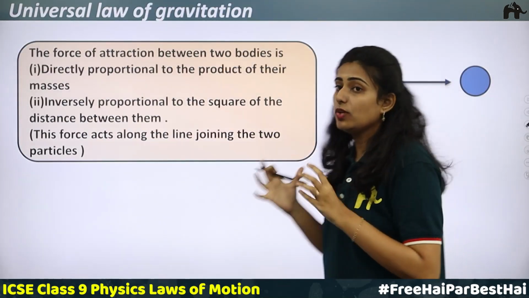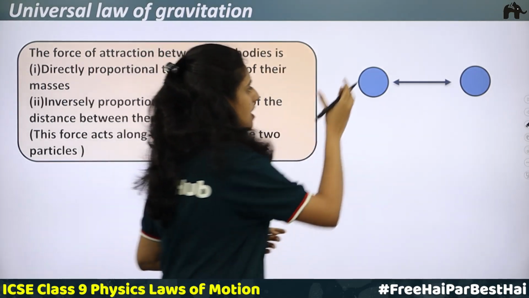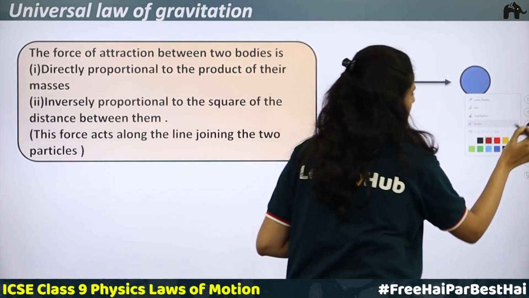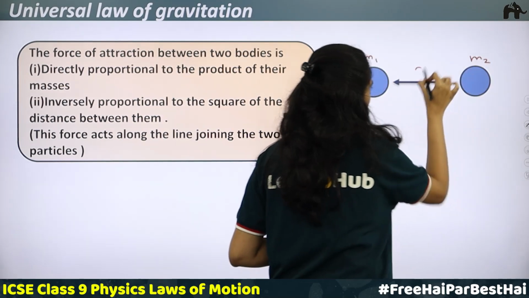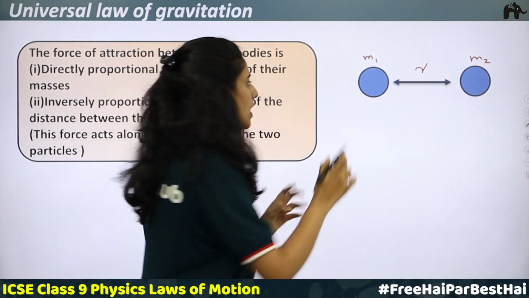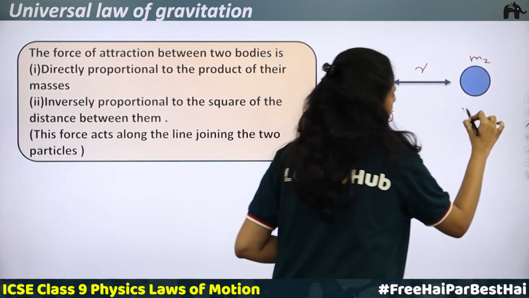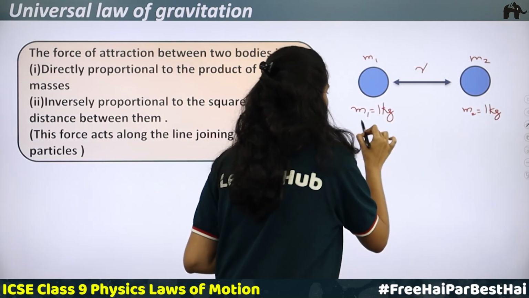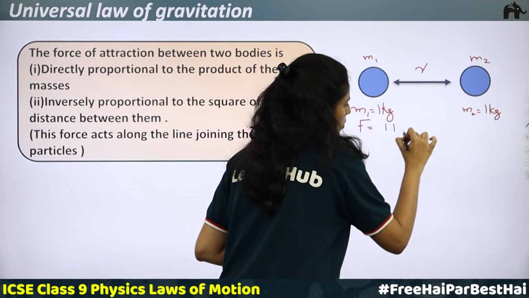Next is the universal law of gravitation. We know that between any two bodies, there is a gravitational force of attraction. Here, I am considering two bodies, M1 and M2, and the separation between them is R. Now consider mass M1 is equal to 1 kilogram and M2 is equal to 1 kilogram. In this case, the gravitational force of attraction between them is 1 Newton.